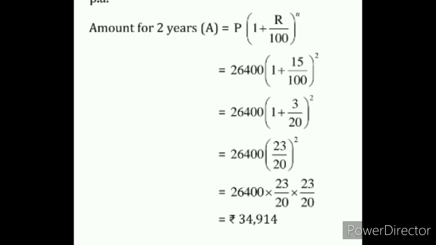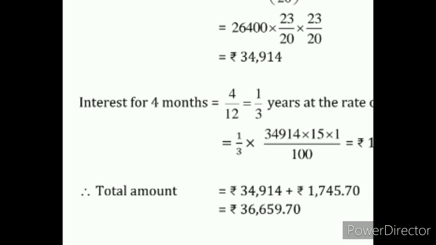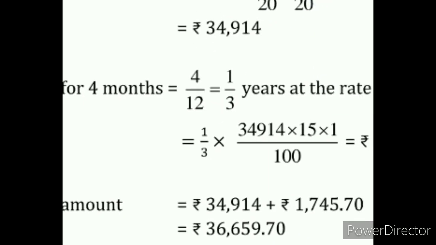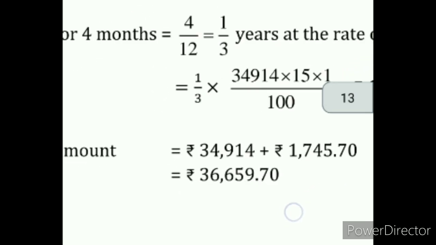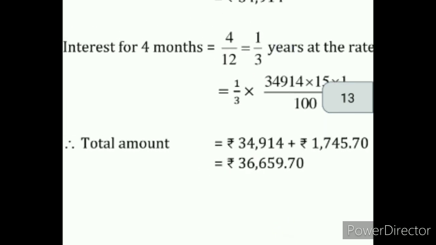Here 4 months we have taken as 4 by 12. If you simplify that, you will get 1 by 3: 4 1 time, 4 3 times, 1 by 3 years. So in the SI formula, P into T into R by 100, you substitute and you will get another interest: 1745.70. That interest you add with the principal 34,914, and you will get the amount. This is the amount to be paid by Kamala after 2 years and 4 months.